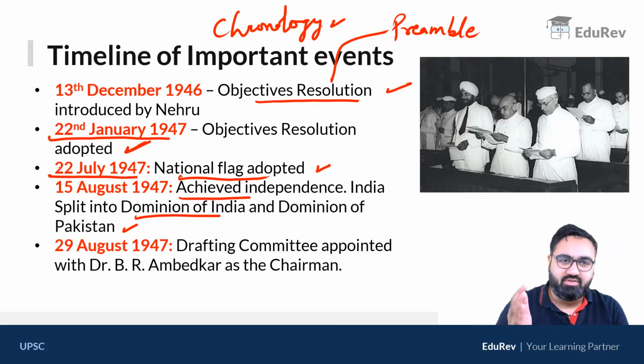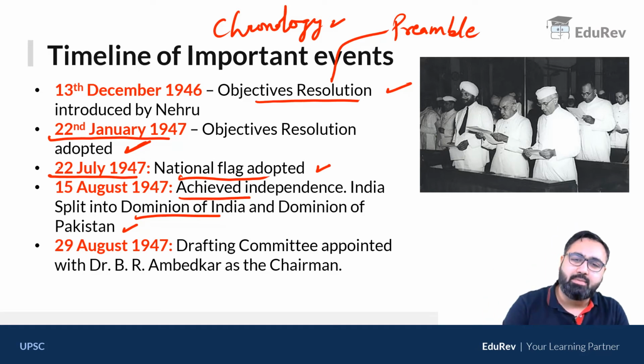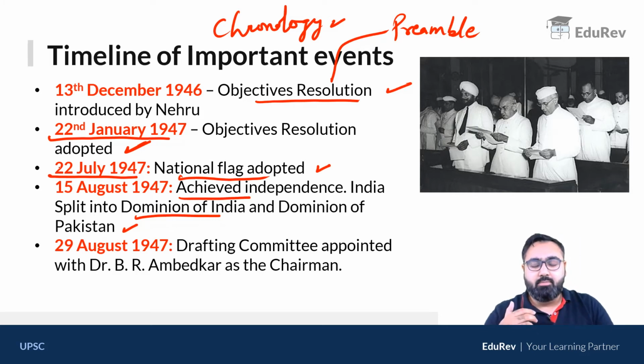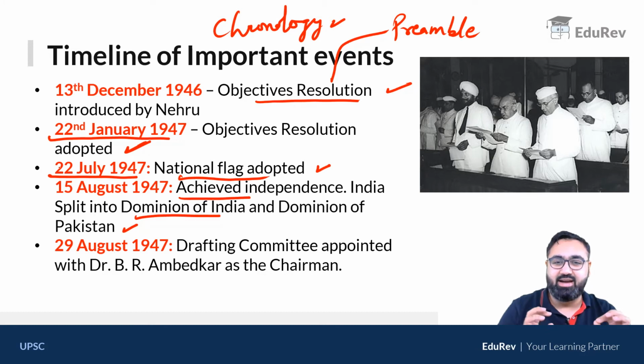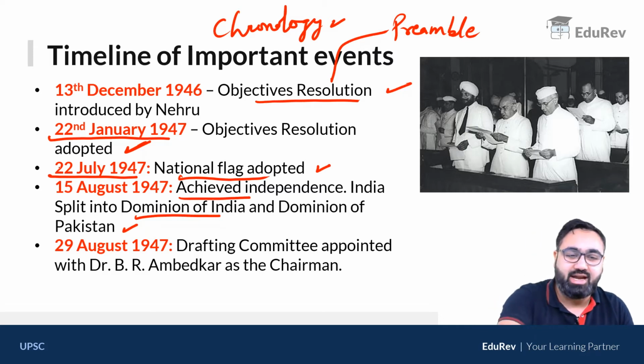For example, there was a Fundamental Rights Committee, there was a Minorities Committee, there was a States Committee, there was a Union Powers Committee. Amongst them, one of the most important committees that was given the charge of collecting all the opinions and finally drafting them in the constitution was the drafting committee. The drafting committee was headed by Dr. B.R. Ambedkar and it was made on 29th of August 1947.